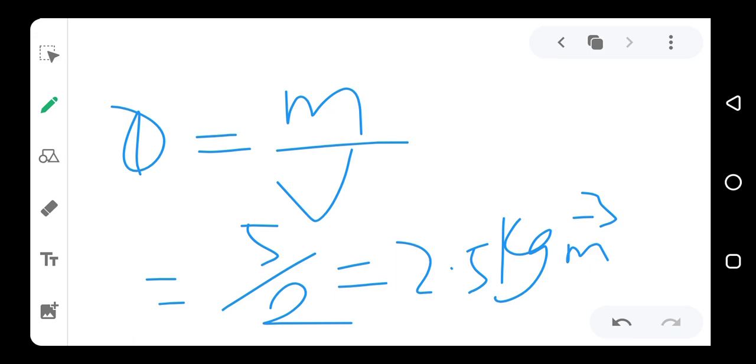So in this lesson, we've learned how to get the density of a regular solid and how to get the density of an irregular solid by determining the volume using Archimedes' principle. So that is what we have in this lesson, and I believe that the concepts given are clear. Thank you.